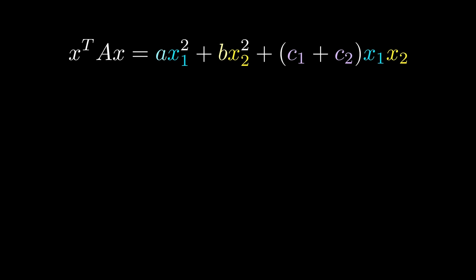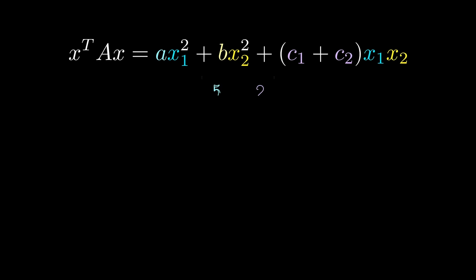There is something interesting going on with the cross term, though. The actual coefficient on it only depends on the sum of the off-diagonal elements, C1 plus C2, but it does not depend on the exact values we pick for C1 or C2. We could put different numbers in the off-diagonal slots, but as long as they add up to the same thing, we'll get the same quadratic form.